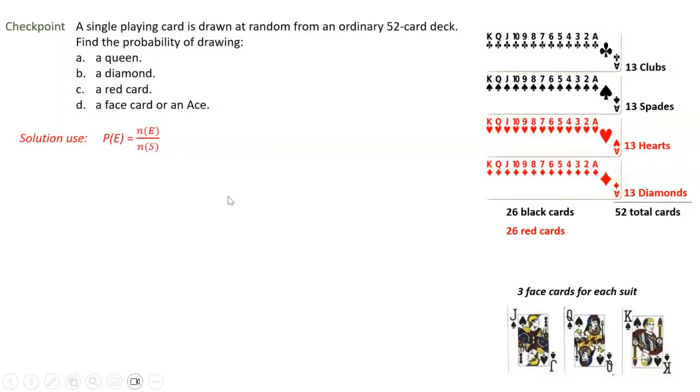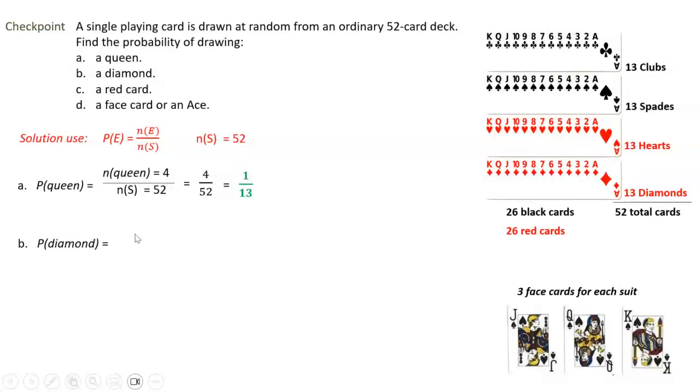Now, let's answer the questions here. Right, we have to know that the sample space will always be 52. So the probability of a queen is going to be 4, right? Because there are 4 queens over 52. The answer is 1 over 13. You have to reduce it.